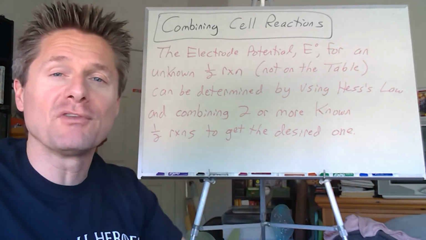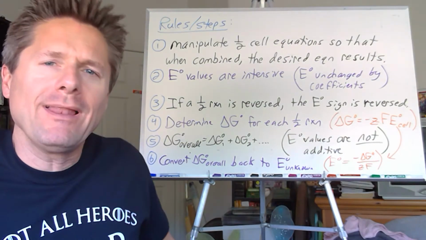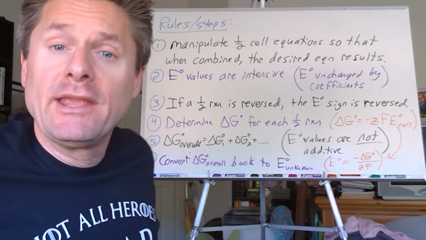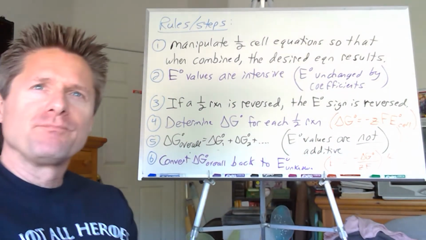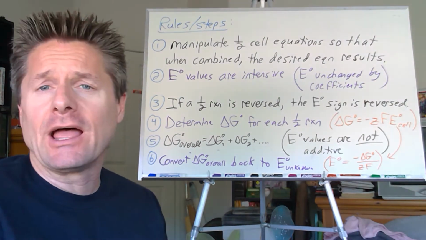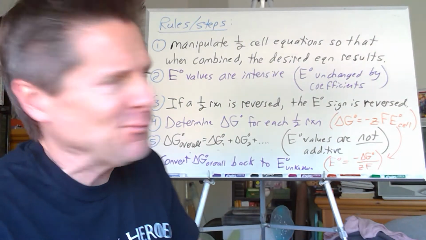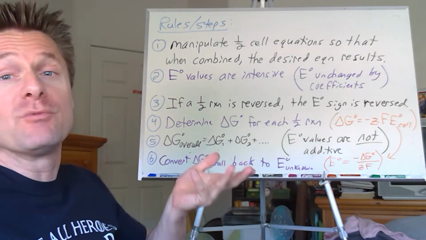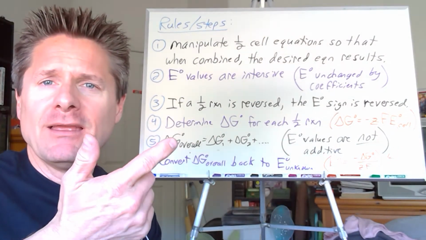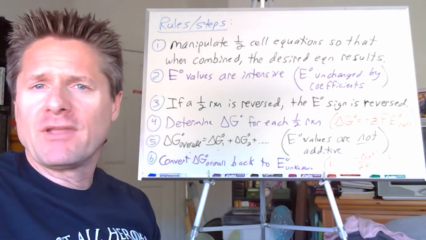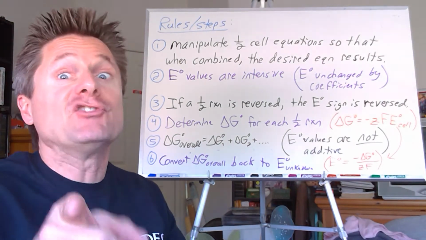So let me throw some rules up on the board. All right, kind of a cluttered board. A lot of this I put some review on here. But essentially, when you're combining half reactions to get an unknown one using Hess's law, just follow these rules and steps. Most of these we already know. Number 1, manipulate the half reactions provided, if you have to reverse them. If you have to multiply them by 2 or 1/2, do that. Whatever's necessary to get the job done.